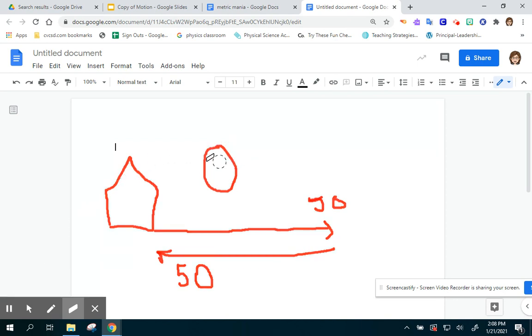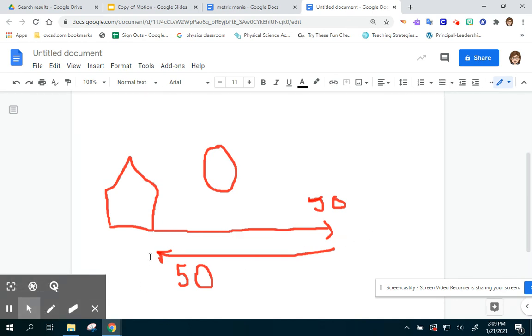Okay, I don't know why this is not working here. We want to just do this. Scroll down a little bit.